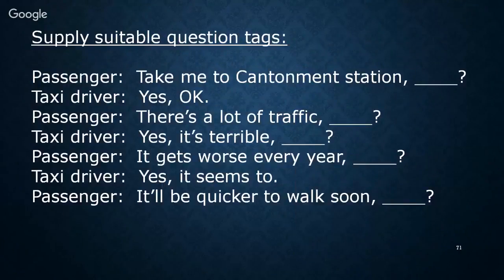This is there in your textbook. Take me to Cantonment station. Here you say either will you or would you. If you want to be very polite, you can say would you. Take me to Cantonment station, will you? Yes, okay. There's a lot of traffic, isn't there? Yes, it's terrible, isn't it? It gets worse every year, doesn't it?